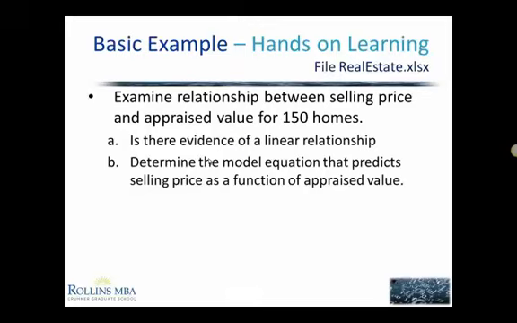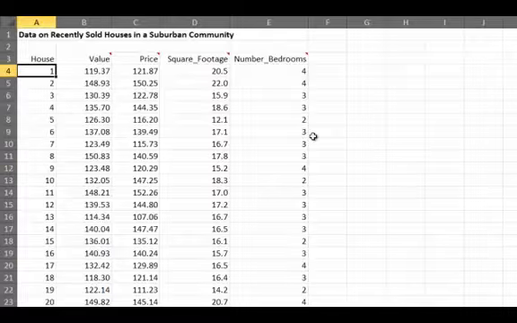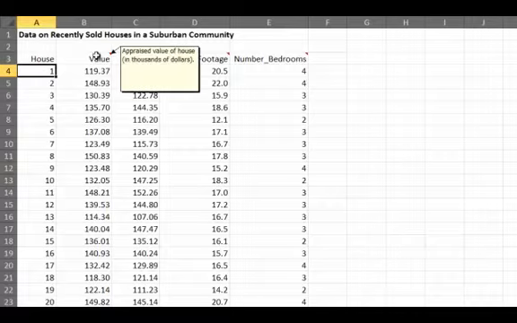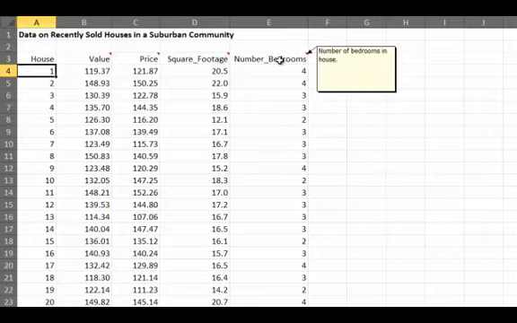And can we come up with a model equation that predicts the selling price based on a value of the appraised value? All right, so this is the data file. And as you can see, we have values for just an index number for each house, 1 through 150. And then we have appraised value in thousands of dollars, selling price in thousands of dollars, square footage of the home, and the number of bedrooms.